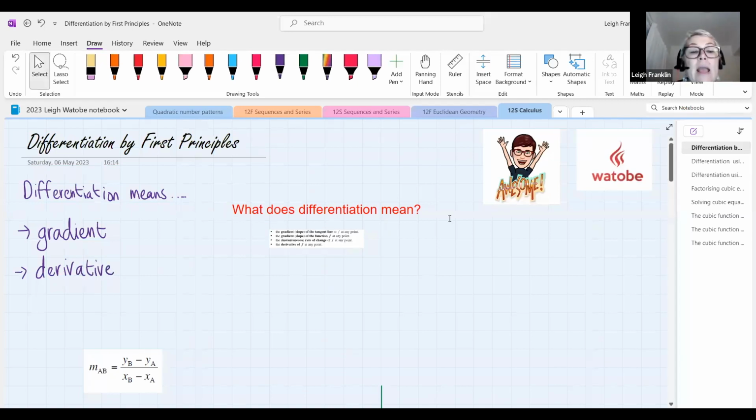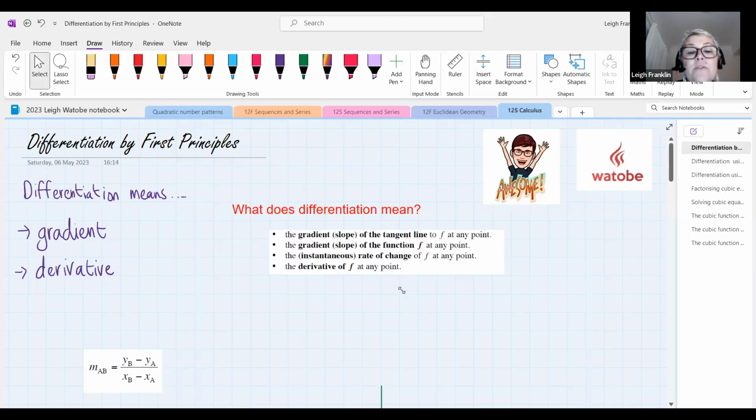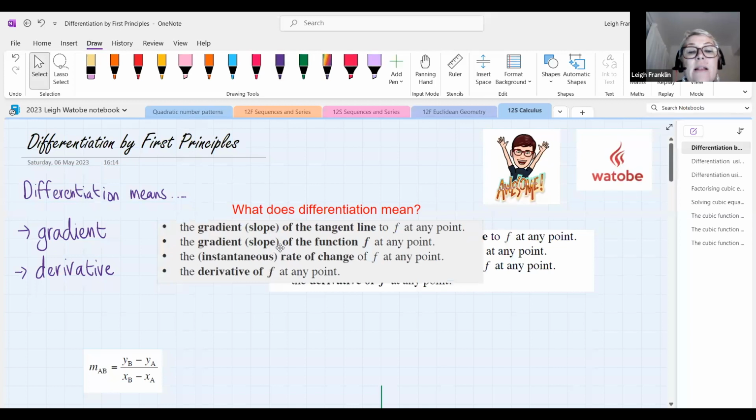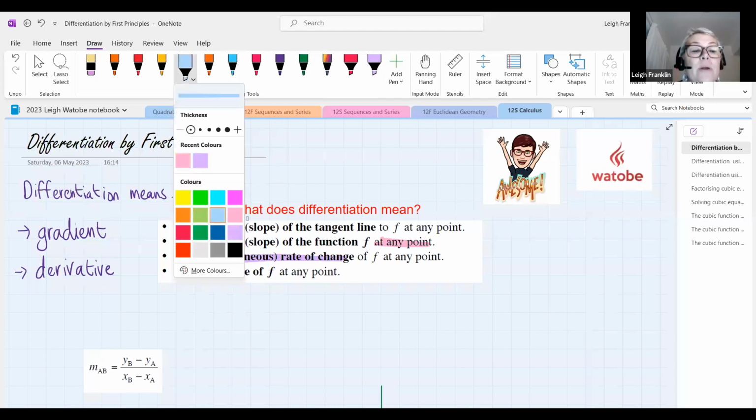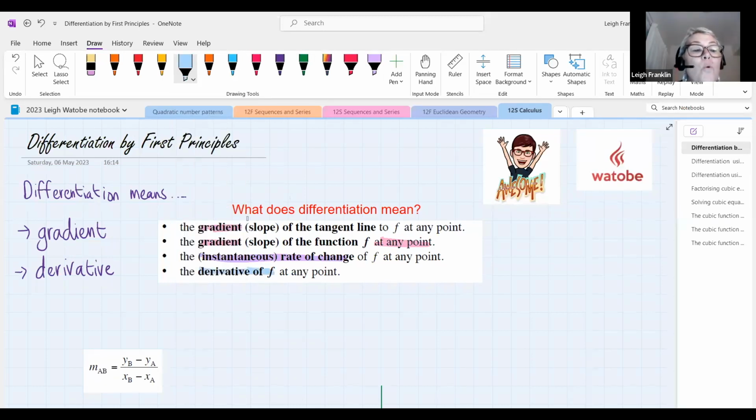Okay, so according to our textbooks, this is what they say. They tell us that differentiation is working out the gradient of a tangent. A tangent is a straight line, or working out the gradient of a function at any point. It is also the instantaneous rate of change, which you will understand more when we do application of calculus, or it could mean the derivative of f at any point. So all of these words mean the same thing.